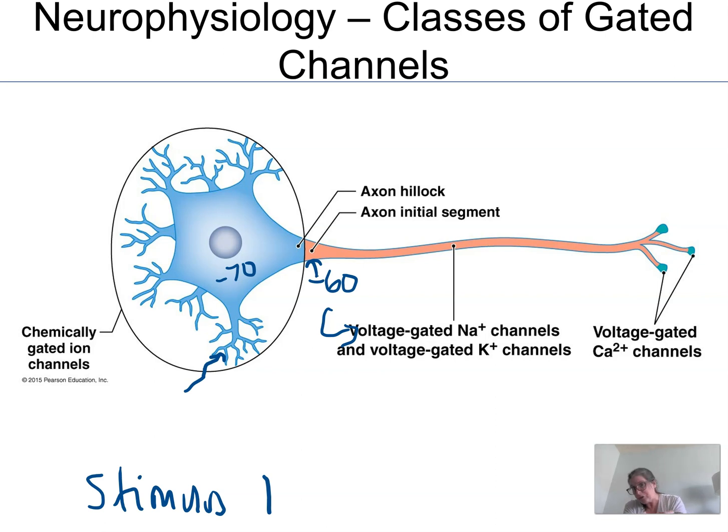Now, some books will say -55, some will say -60, so either one is fine. But I see a picture in your notes right now. It looks like it's -60, so we'll go with that number. So that's threshold, because at that number they all open. So let's keep it simple. Now I'm making this up. Let's pretend for each channel that opens, 1 sodium comes in.